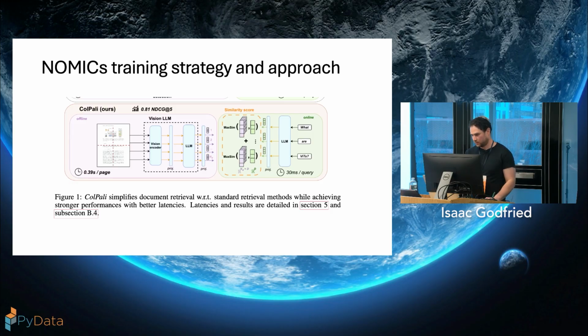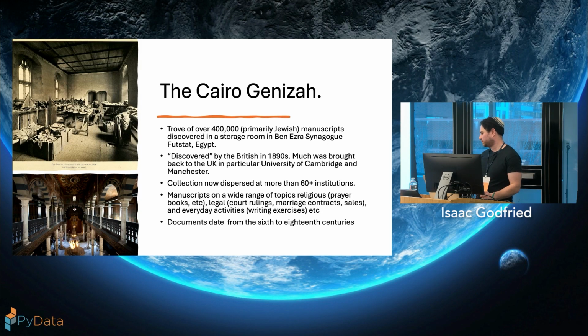Now I'm going to go into a brief digression as we jump into some of the practical examples. The Cairo Geniza is a huge trove of over 400,000 documents that was found in the basement of a synagogue in Fustat, Egypt, quote-unquote discovered by the British in the 1890s, and then taken back to many different institutions. Now it's spread out over 60 different institutions. It's very useful because there are tons of different types of documents on all aspects of daily life, and it's not even just Jewish documents, there have been Christian texts found there too. It's important to know it really wasn't sorted in any way.